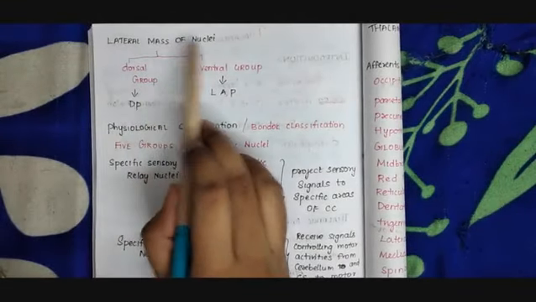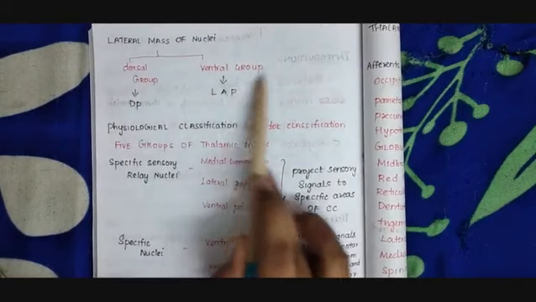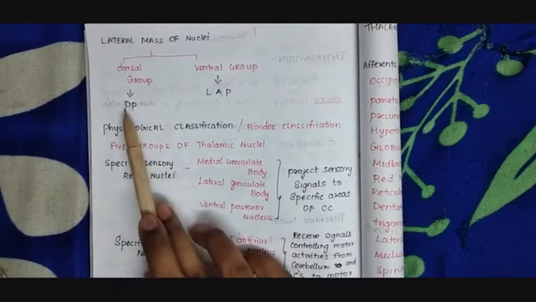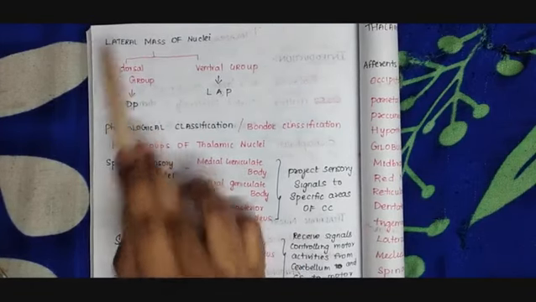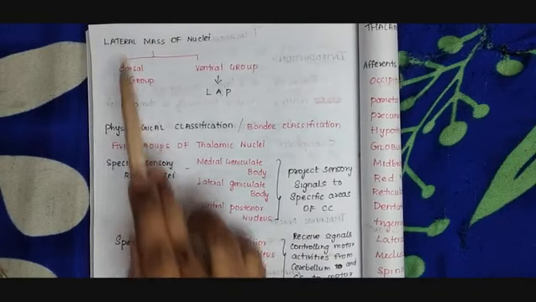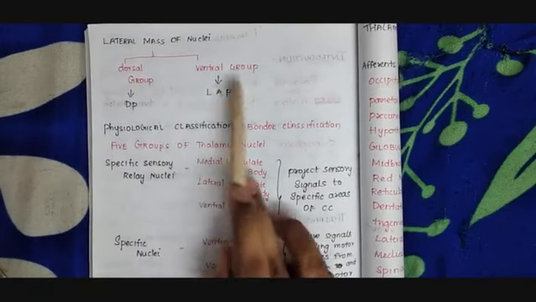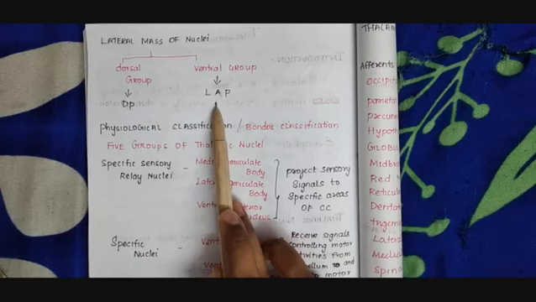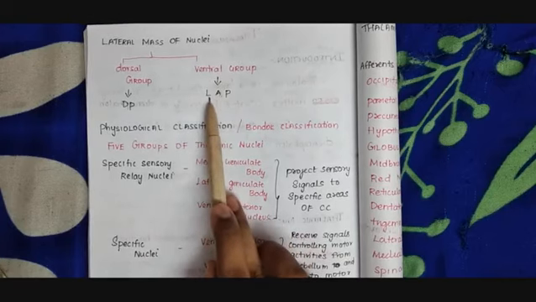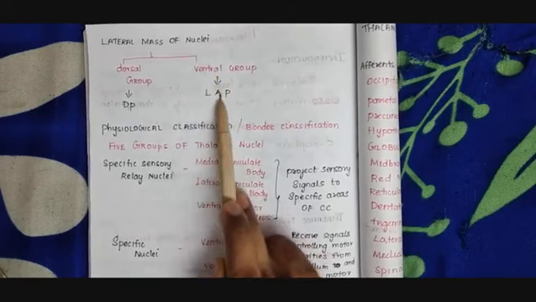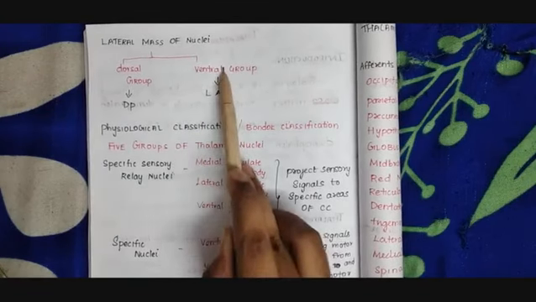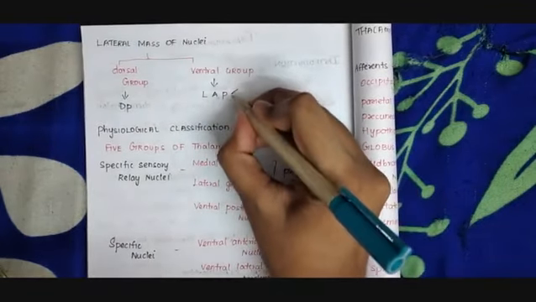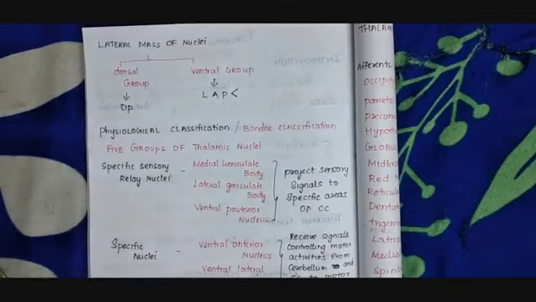Now let us discuss the lateral mass of nuclei with the help of a mnemonic. This lateral mass of nuclei is further divided into dorsal group and ventral group. In order to remember the dorsal group, try to remember the mnemonic DP. D stands for dorsolateral nucleus and P stands for posterolateral nucleus. Under ventral group, you have to remember the mnemonic LAP. L stands for ventral lateral nucleus, A stands for ventral anterior nucleus and P stands for ventral posterior nucleus. And this ventral posterior nucleus is in turn divided into ventral posterolateral and ventral posteromedial nucleus.